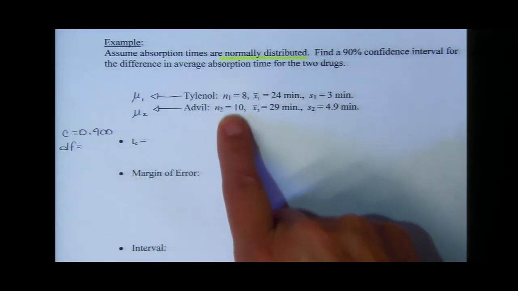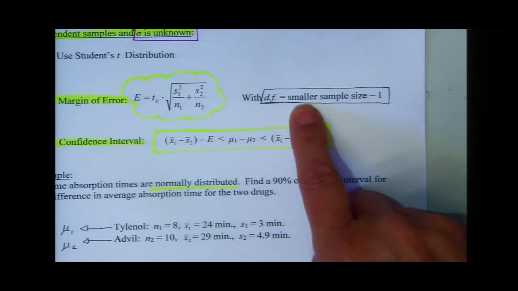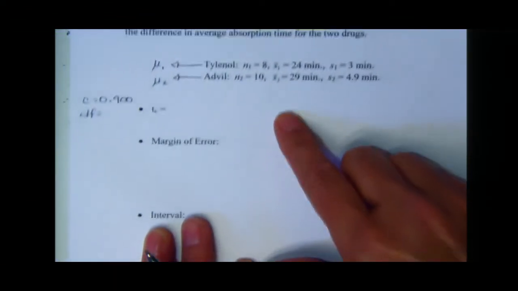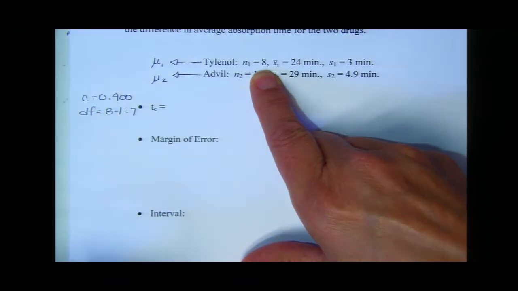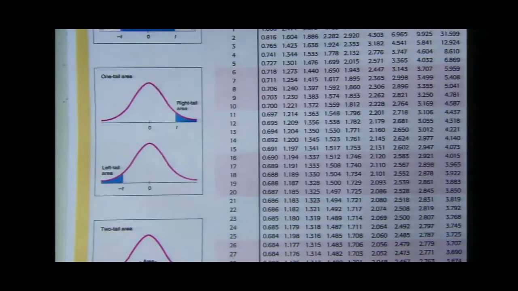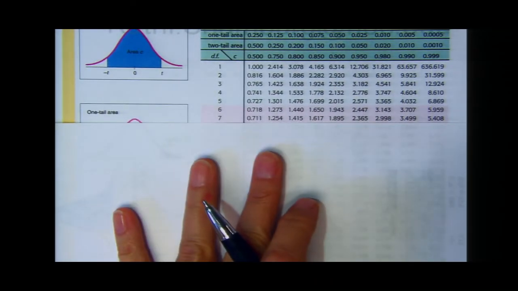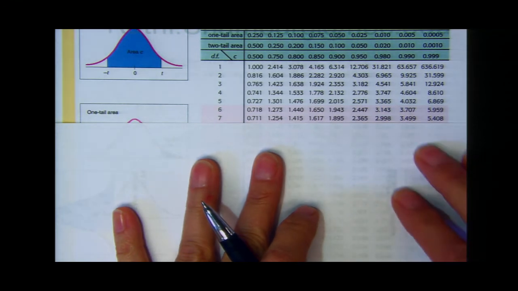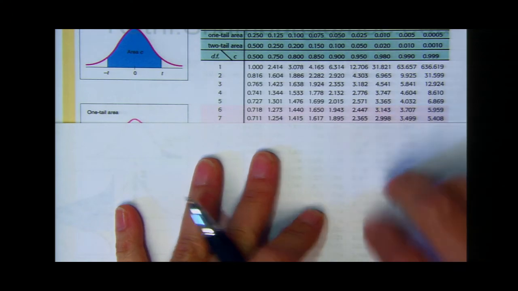I know I need my df, which is n minus 1. Well, we have two n's: we have 8 and we have 10. You don't find two df's. So this is an example where we use the smaller sample size minus 1, so 8 minus 1 is 7. To find t sub c, I'm going to pull up the student's t distribution. We're using 7, and 90% is 0.900, so we're going to use 1.895.